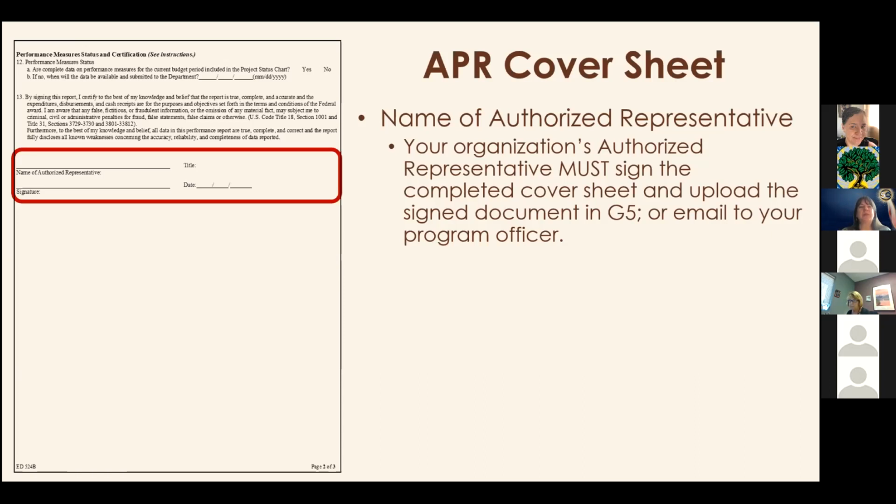and that you'll be able to get their signature in time. So remember, you're going to complete this cover sheet in G5, or you can use that Word document that we've posted into the chat box. You're going to complete the form and then have your authorized representative sign that completed form. And then once it's signed, you can upload that into G5.